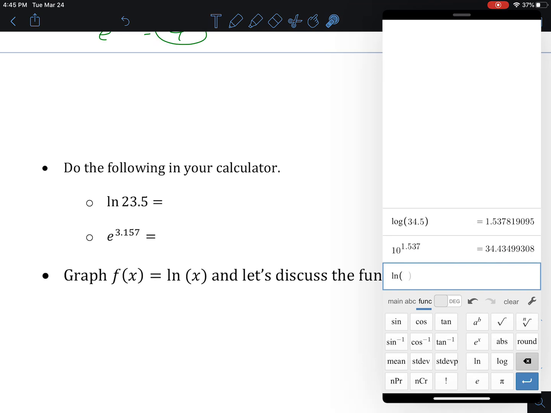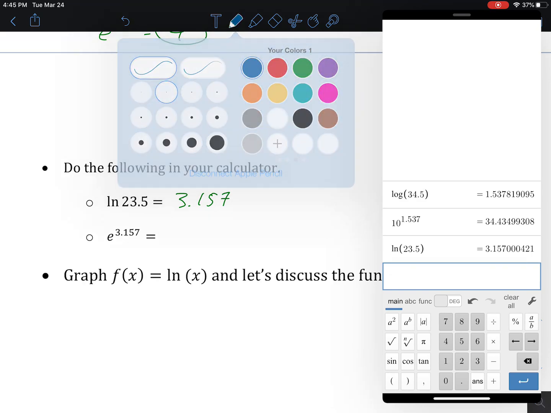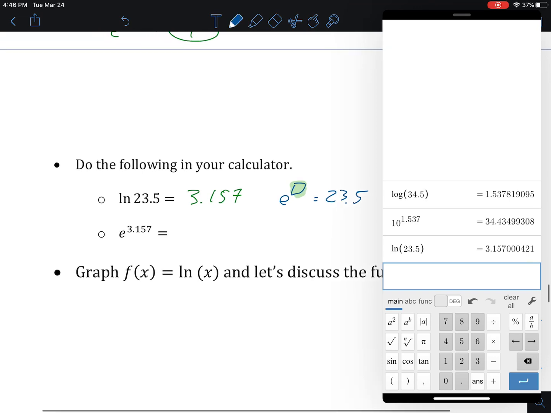ln of 23.5. The answer is 3.157, and what's happening here is that the base is e, because it's ln. So my base is e raised to the what gives me 23.5. My calculator does it for me.